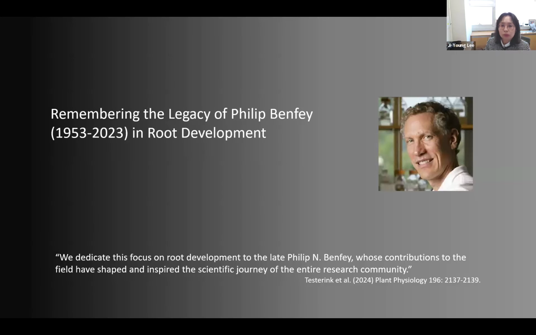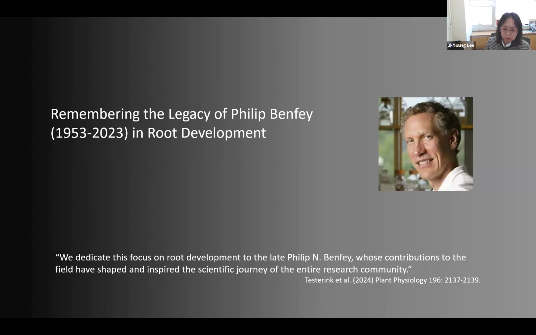When I joined as editor for this focus issue, I never imagined that I would be here today giving dedicated remarks about Philip Benfey, my postdoctoral mentor. So Philip's passing was a tremendous loss to the entire plant biology community, and dedicating this focus issue on root development to him is a way to honor his remarkable contributions to advancing our understanding of root biology and his role in fostering an exceptional scientific community beyond root biology.